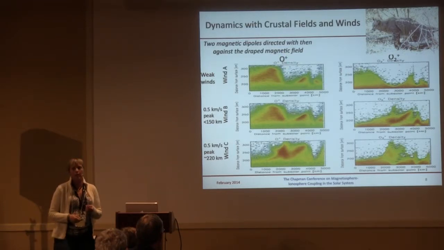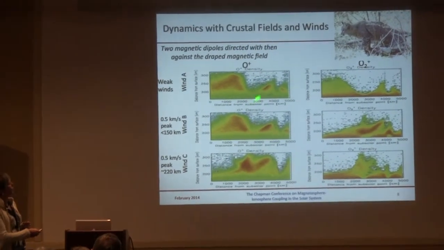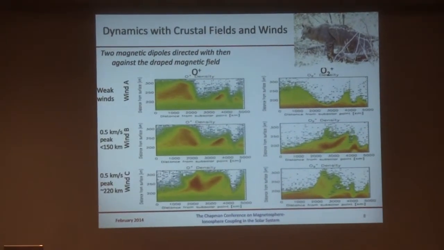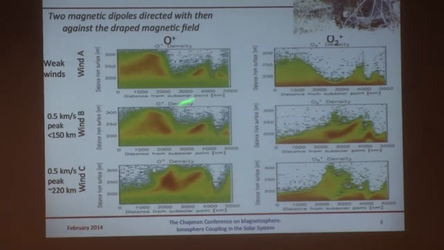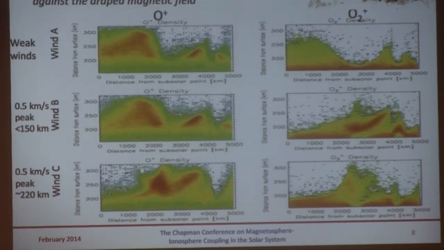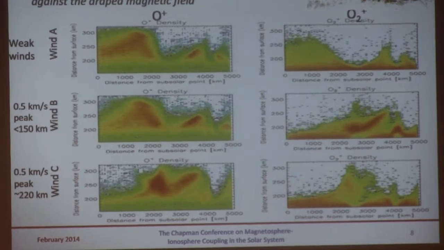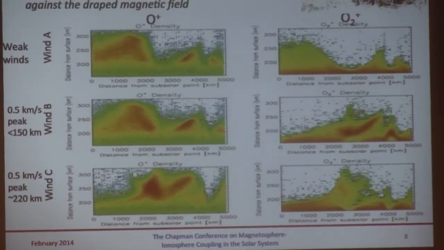And in this data I show here, I have two crustal fields, and I have a lot of it rotating into the simulation field. And you can see that the crustal magnetic field at Mars will clearly modify the ionosphere topology and the density profile. There have been indications that we can have large neutral winds.